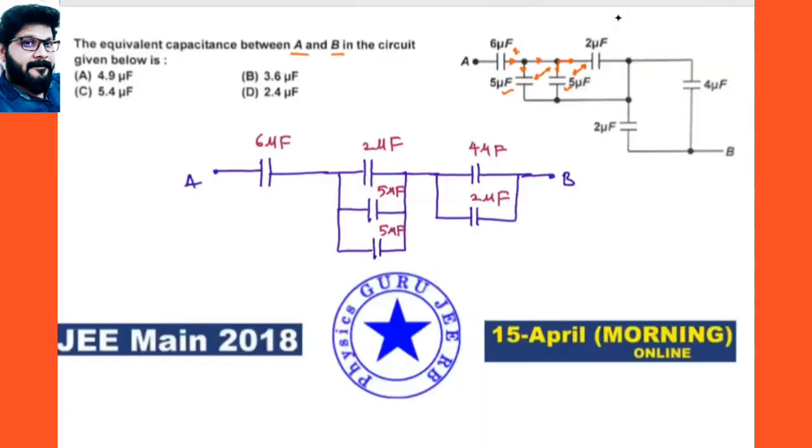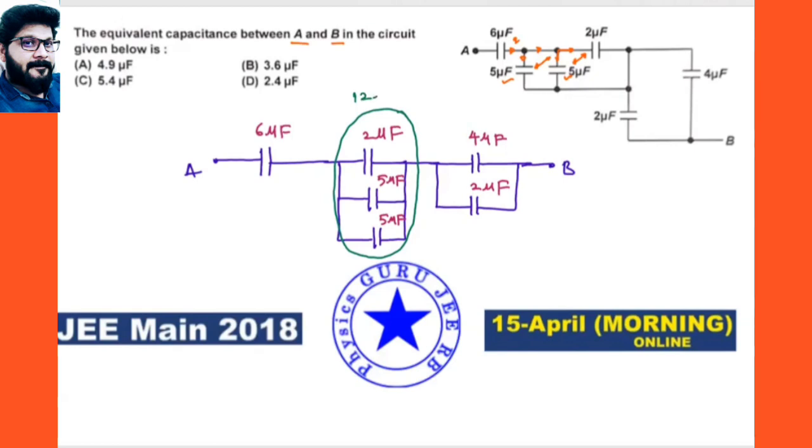Now here are 2 microfarad, 5 microfarad, and 5. These are all in parallel. In the parallel, this complete combination will get 5 plus 5 plus 2, which is nothing but 12 microfarads.